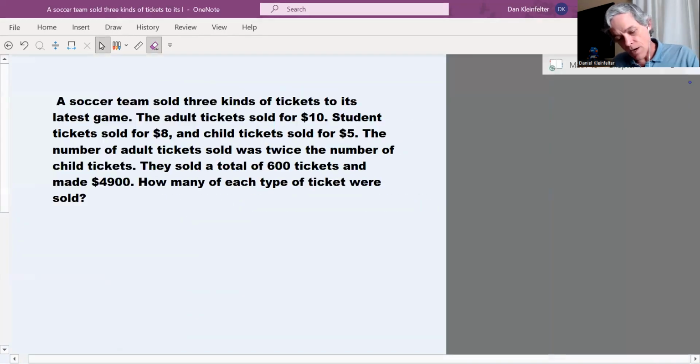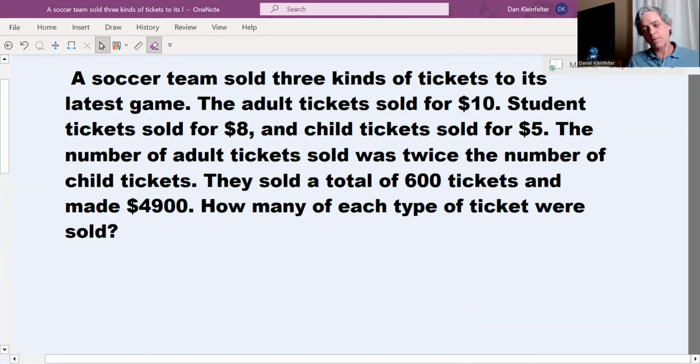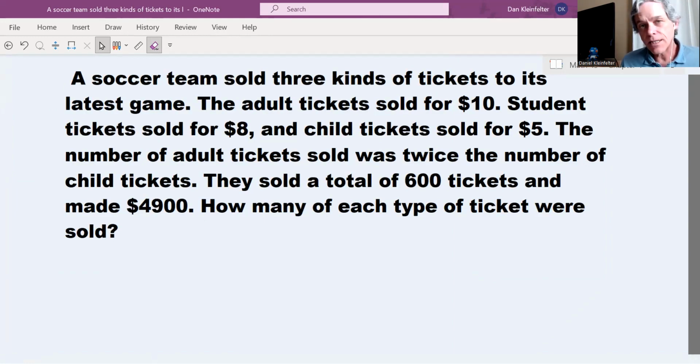Okay. All right, so we're going to finish with a little story problem. So this is kind of long, but it'll be all right. Here it says, a soccer team sold 3 kinds of tickets to its latest game. The adult tickets sold for $10, student tickets sold for $8, child tickets sold for $5. The number of adult tickets sold was twice the number of child tickets. They sold a total of 600 tickets and made $4,900. Based on this, we want to find out how many of each type of ticket were sold.